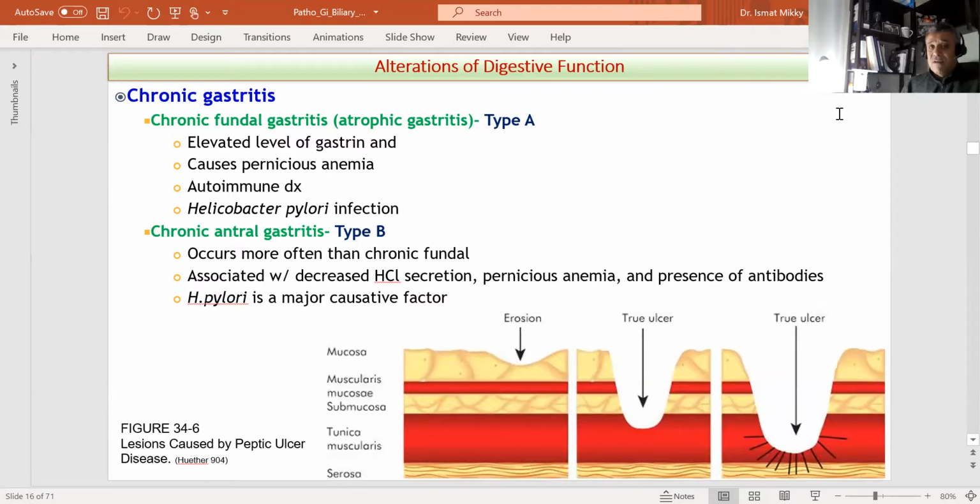So the patient will develop pernicious anemia, which is vitamin B12 deficiency. Pernicious anemia, B12 deficiency, is due to the loss of or failure to secrete the intrinsic factor, because the disease affects the fundal aspect of the stomach, which is responsible for producing the intrinsic factor, which is responsible for the absorption of vitamin B12. That's why patients will develop pernicious anemia.